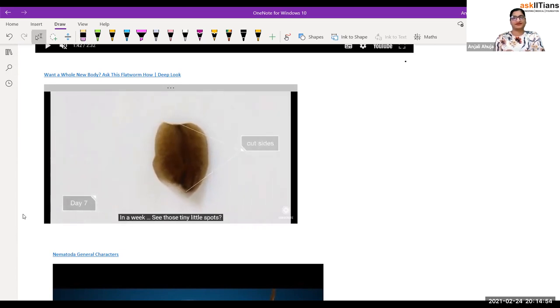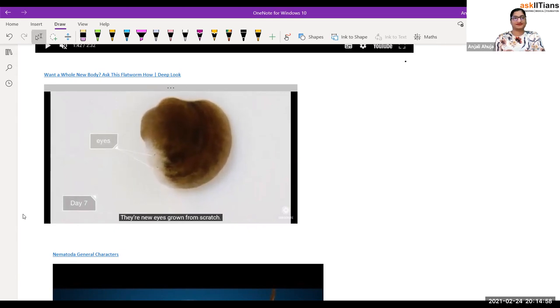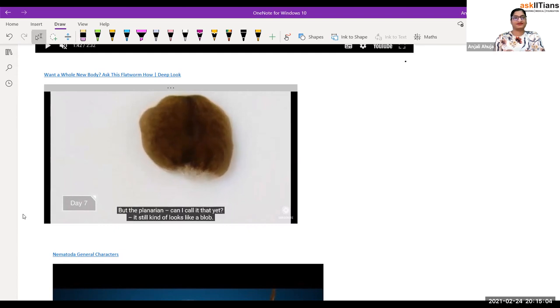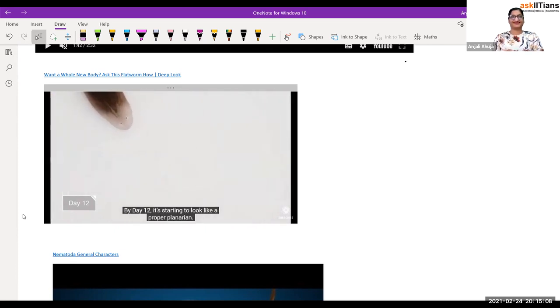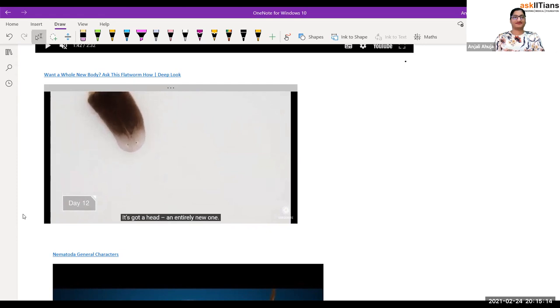In a week, see those tiny little spots? They're new eyes grown from scratch. But the planarian, can I call it that yet? It still kind of looks like a blob. By day 12, it's starting to look like a proper planarian. It's got a head, an entirely new one, and a new tail.